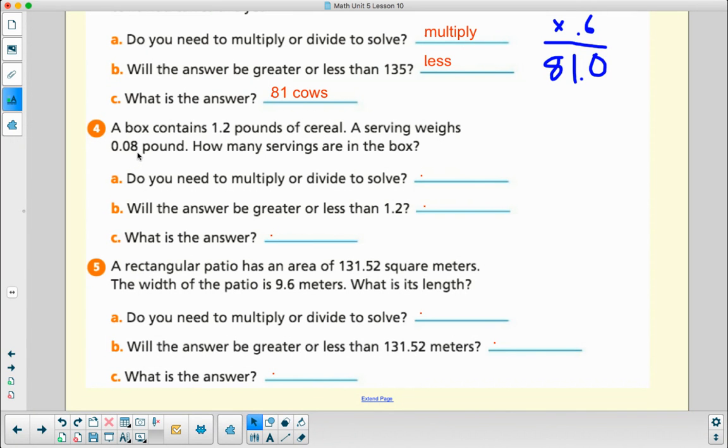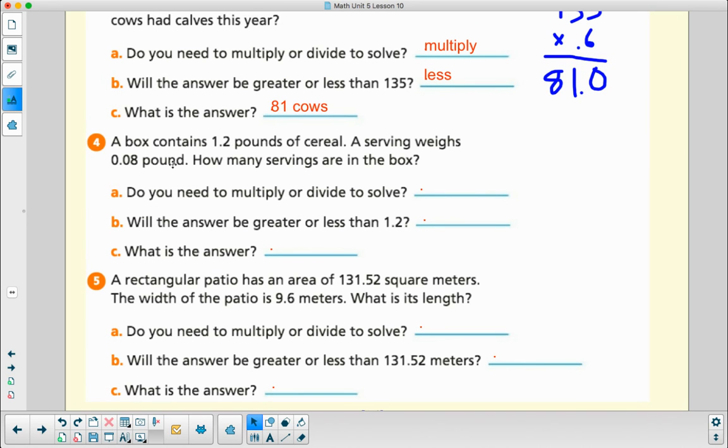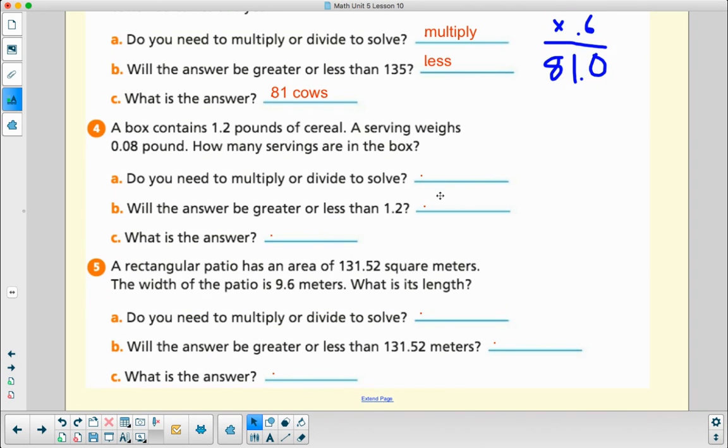A serving is 8/10 of a pound. So one serving is less than a pound. So I know this answer actually. There's going to be more than 1 2/10 servings, isn't there? Because each serving is much less than 1 pound. So there's going to be more. It's going to be greater.